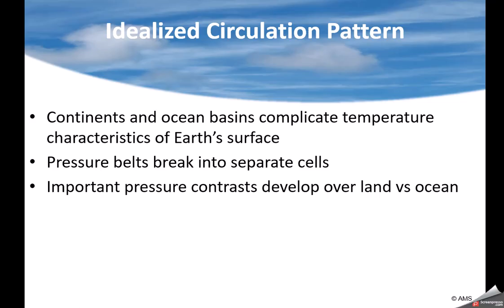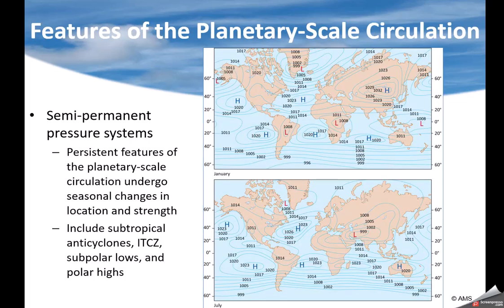Continents and oceans impact these. Remember, continents heat up more than the ocean. Oceans don't cool as much in the winter as continents do. This impacts how these circulations set up as well. And if you were to look at a planetary map, average out the general circulations, this is what you would see. You would see high pressure right along 30 degrees north in the wintertime, maybe even a little bit south of that.